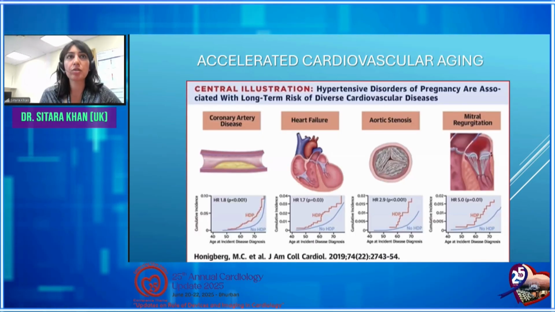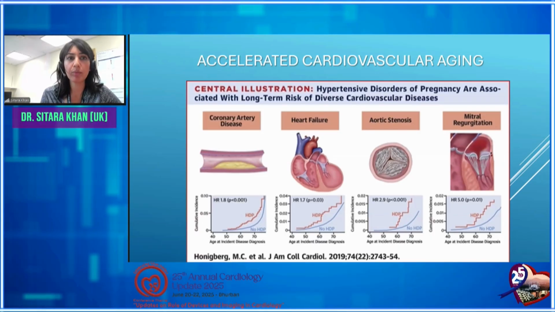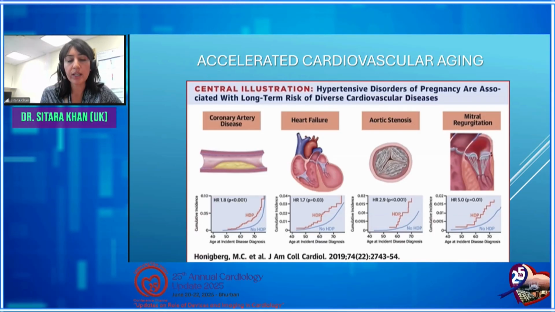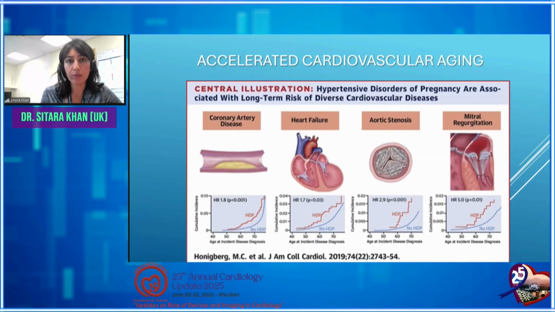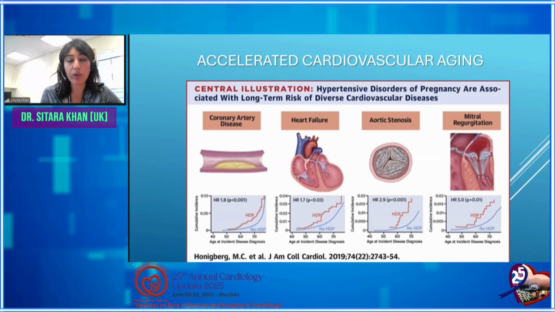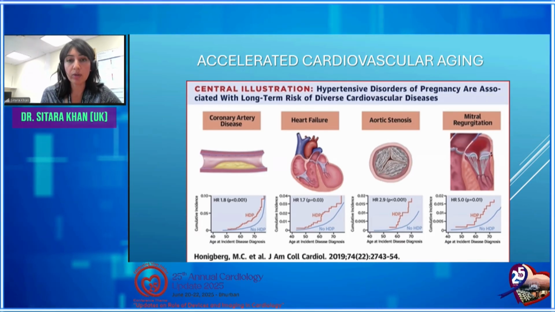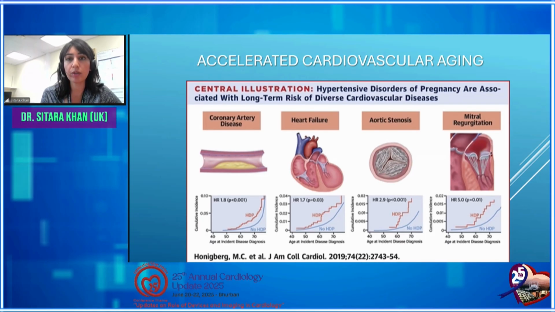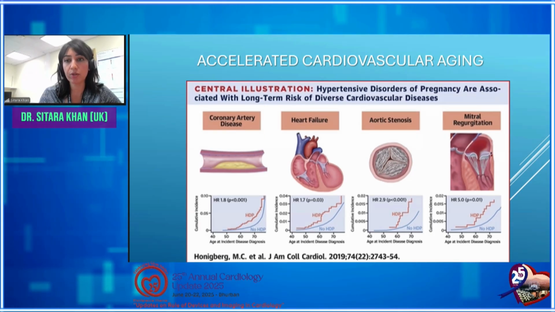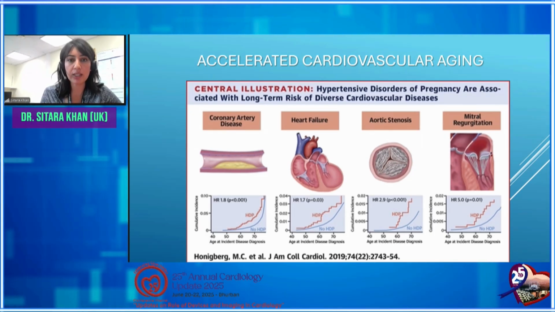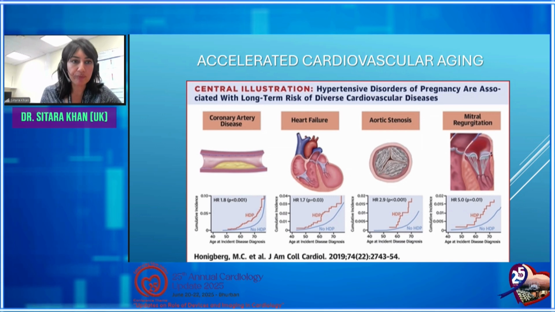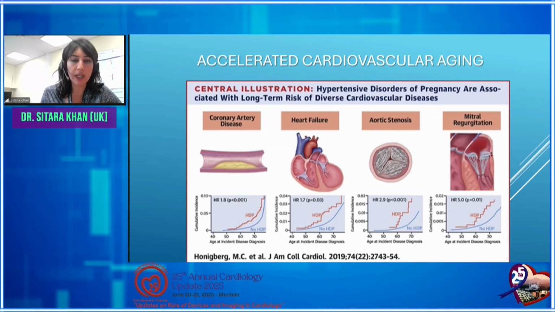And this really just illustrates that from a JACC paper, where it's not just the coronaries that are affected in these women, but the pump as well, the diastolic and systolic function of the left ventricle, the valves, aortic stenosis, mitral regurgitation. In red, you can see the HDP women, and in blue, the non-HDP women.